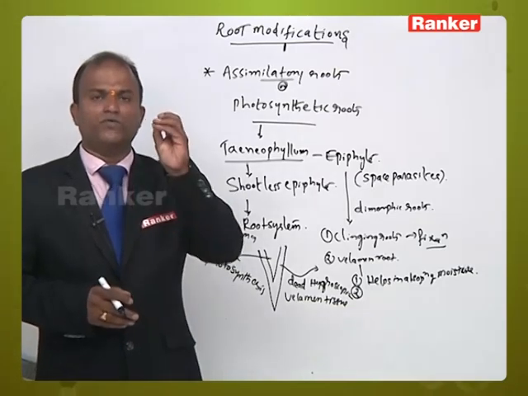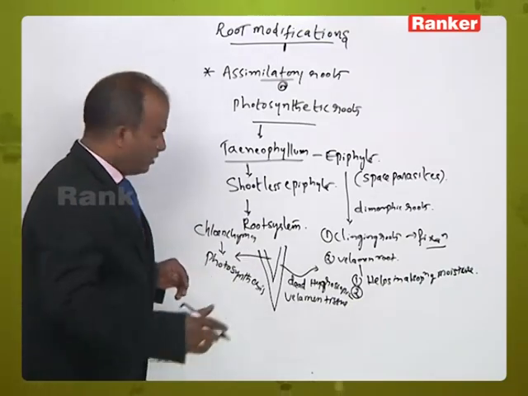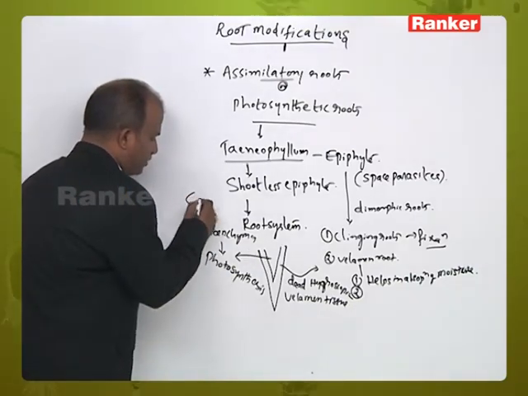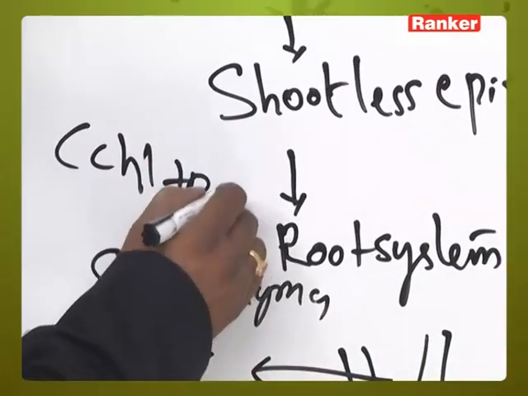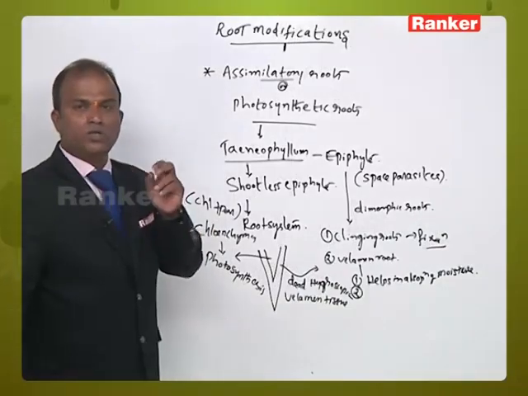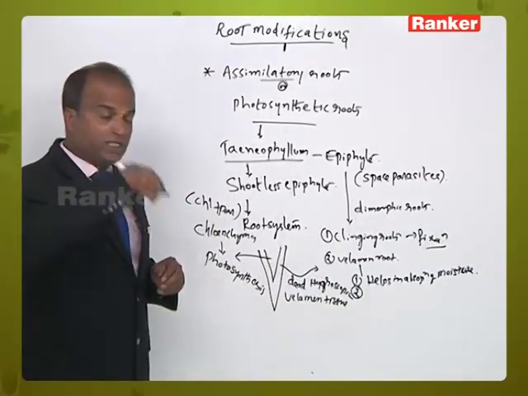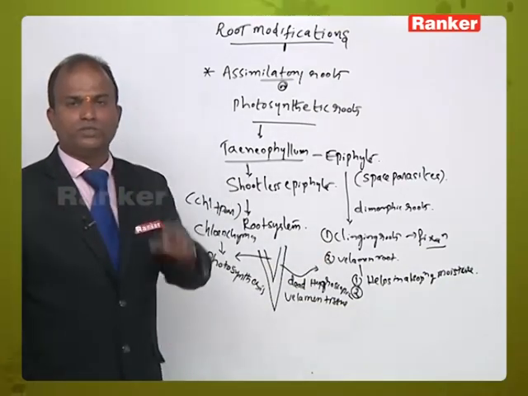What is meant by chlorenchyma? Can you tell me? Chlorenchyma is nothing but chloroplast plus parenchyma. Because it is present in the inner surface of the velamen root, it can perform photosynthesis.